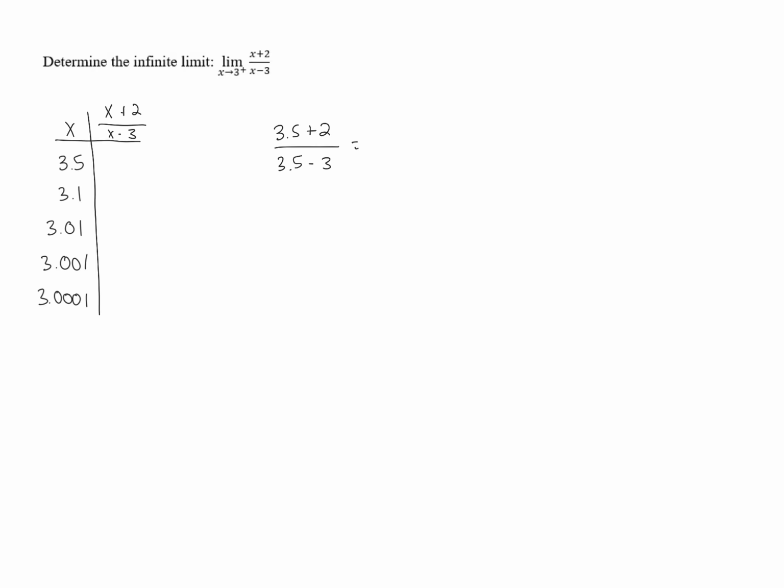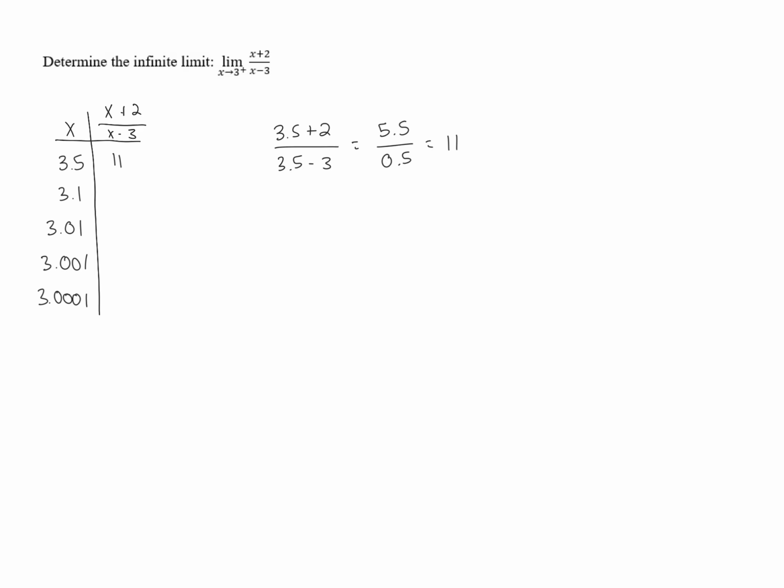Let's do this one by hand, and then we can do the rest with a calculator. 3.5 plus 2 is going to be 5.5 divided by 0.5. Remember, dividing by a half is the same as multiplying by 2. 5.5 times 2 is 11. So we end up with 11 for our y value.